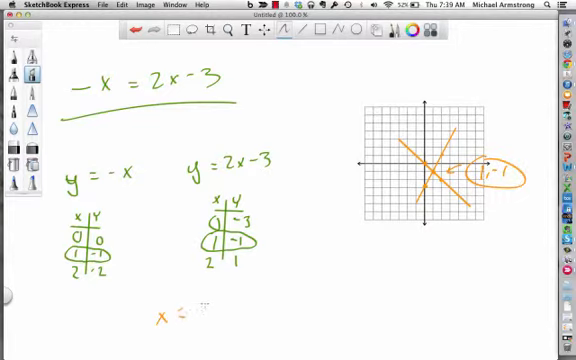So x is equal to positive 1, y is equal to negative 1. X is positive 1, y is negative 1. Okay, this is a tough lesson. You guys got it.